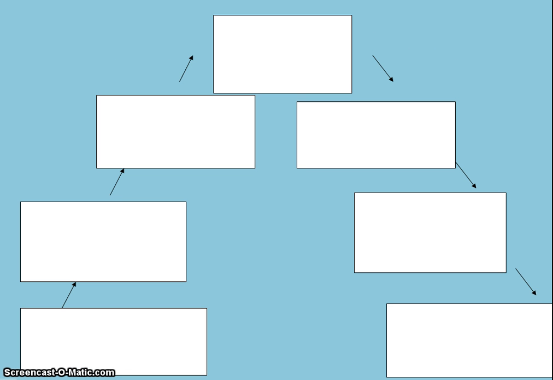So this is what the plot structure of a tragedy looks like. It's a little bit different than the plot structure of a narrative. The shape of it is a little bit different. So what I'm going to do now is have you fill in the different elements in each of the boxes. So the first element is exposition or introduction, which is the same as the plot structure of a narrative. Then we have the exciting force.